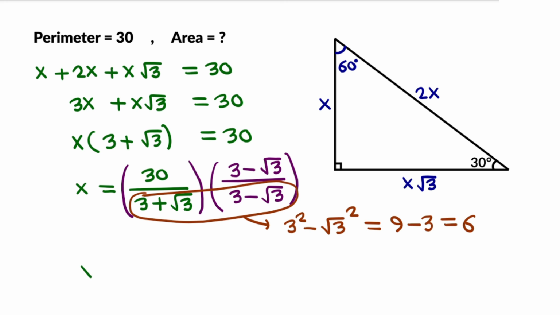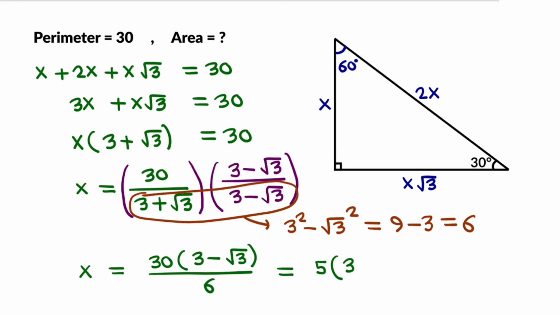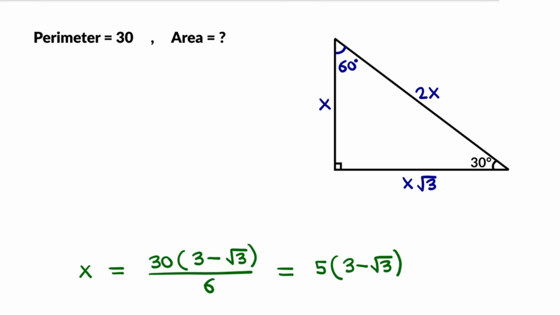So we get x equals 30 times the quantity 3 minus square root of 3, all divided by 6. 30 divided by 6 is 5. Therefore, x equals 5 times the quantity 3 minus square root of 3. Great! Now let's find the area.